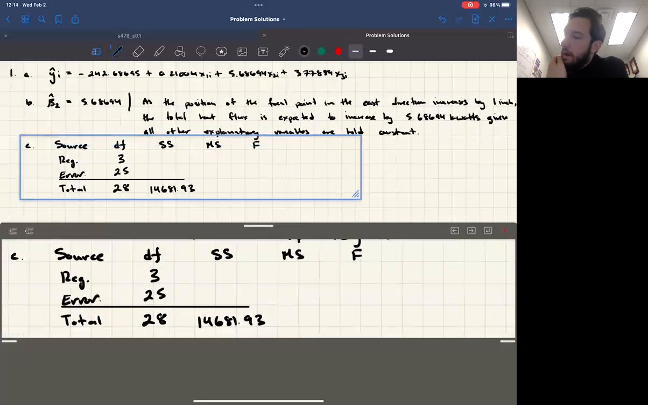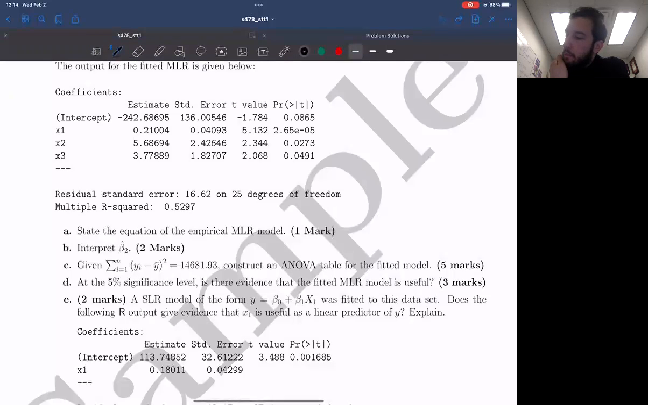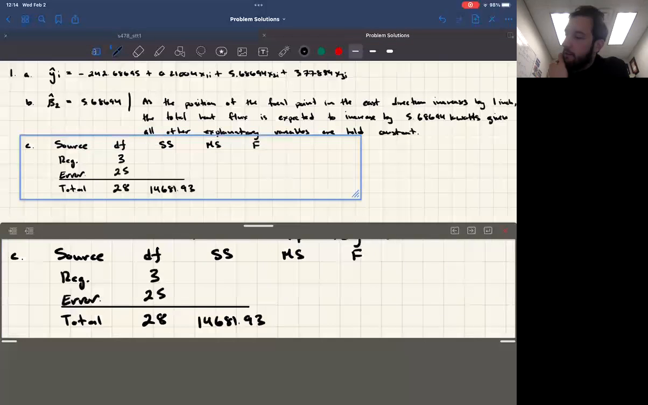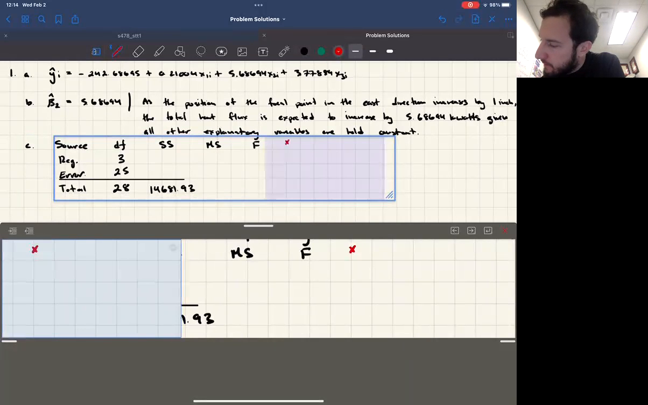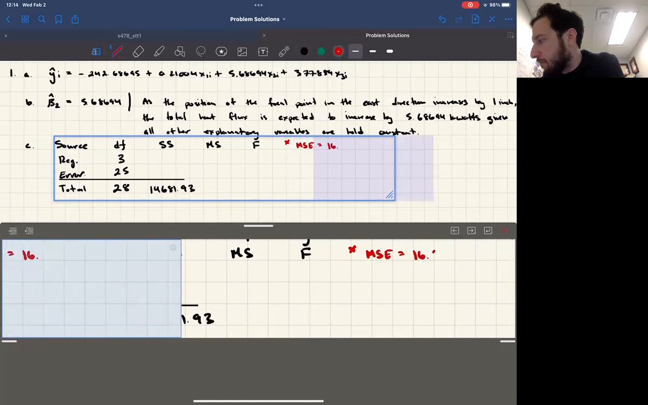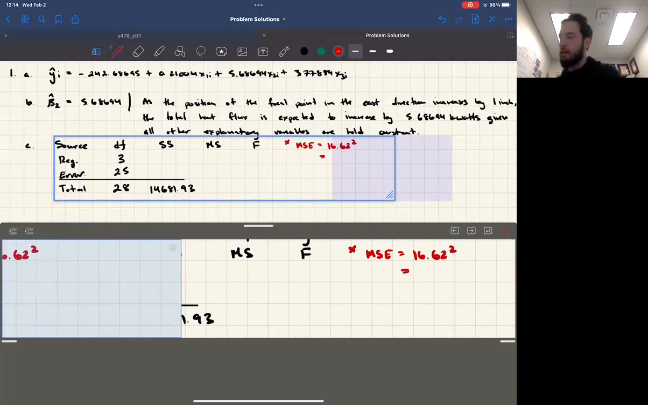All right. Okay, now from the output, the residual standard error is actually the square root of the MSE. So the MSE is going to be 16.62 squared. Okay, so I'll just make a note here. Okay, and then that would be equal to a number. Just need to look that up real quick.